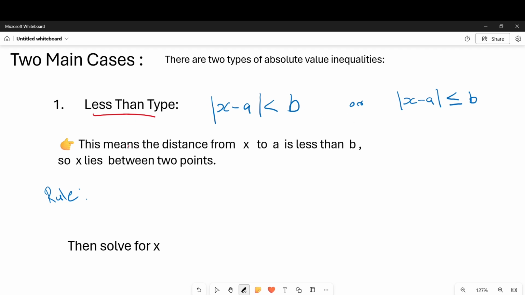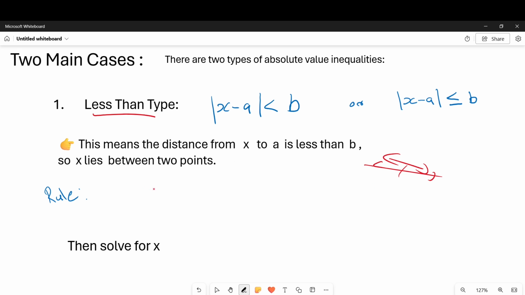This less than type means the distance from x to a is less than b. We already discussed the less than b case in the previous video, in the previous example. The distance from x to a is less than b, so x lies between two points. You already know that on the number line, x lies between two points. This is how the less than type looks.